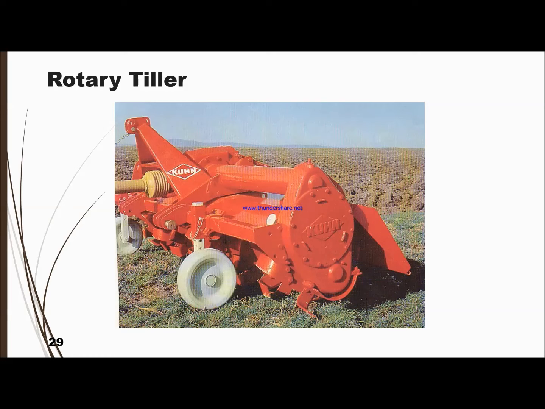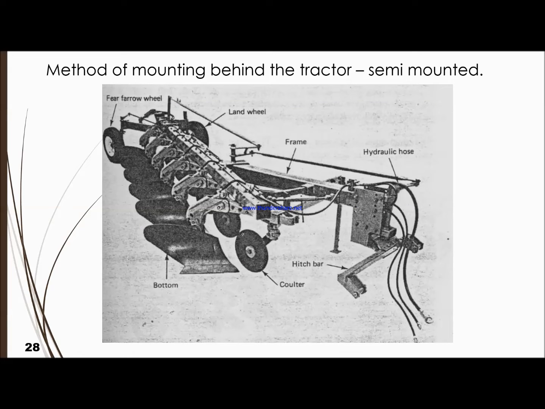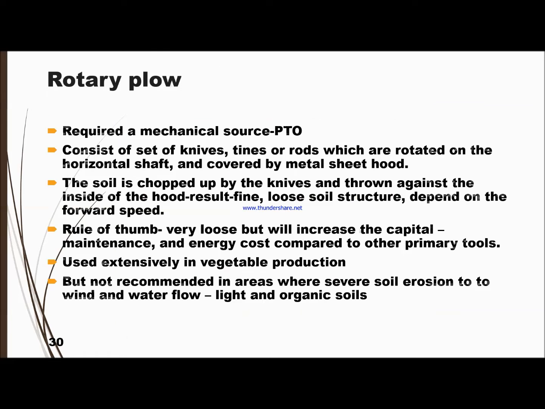Next is the rotary tiller. The rotary tiller is categorized under two tillage operations. It can be primary, it can be secondary. Okay, so the rotary plow or rotavator requires a mechanical power source, which is the PTO, to do the rotation, as well as, I forgot to mention here, the 3-point linkage to raise the unit up and down.